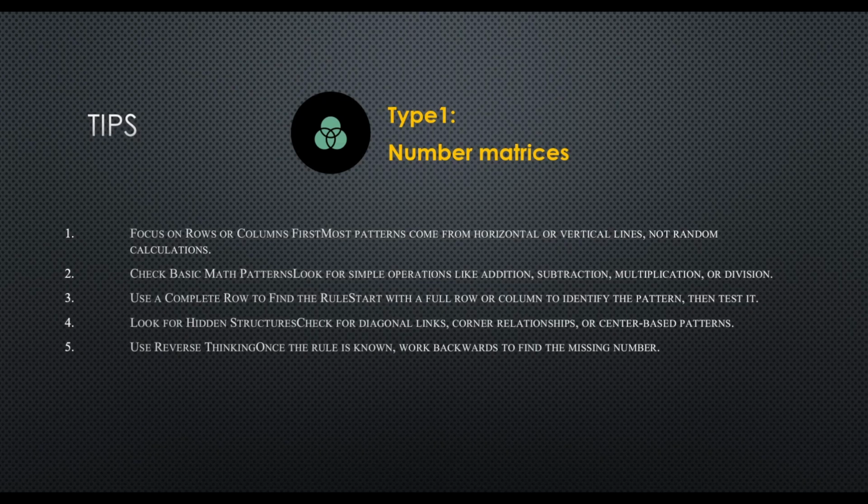Use a complete row or column to find the rule. Start with a row or column where all numbers are visible. Identify the pattern first, then apply the same rule to find the missing number. Look for hidden structures. Pay attention to diagonal relationships, corner connections, or patterns based around the center number. Use reverse thinking. Once you discover the rule, work backwards to calculate the missing number.